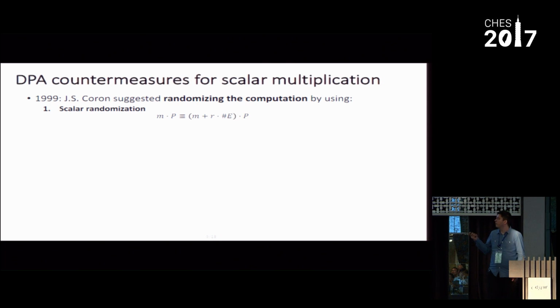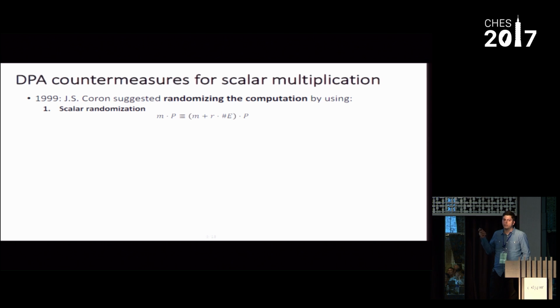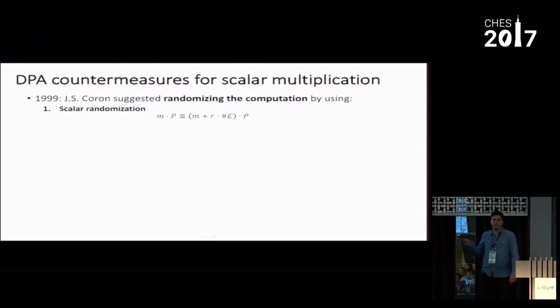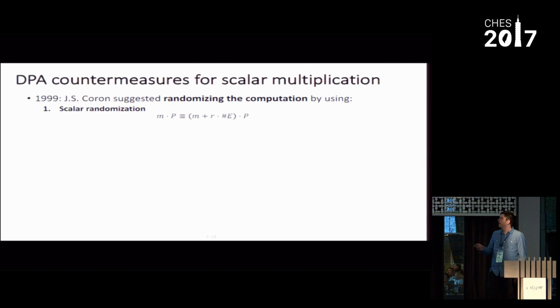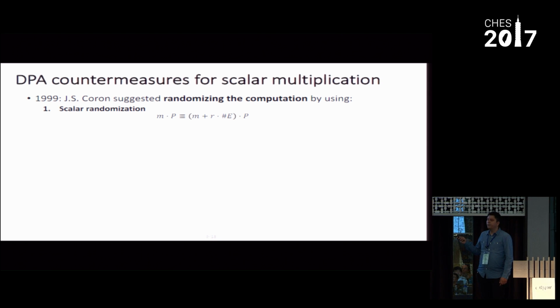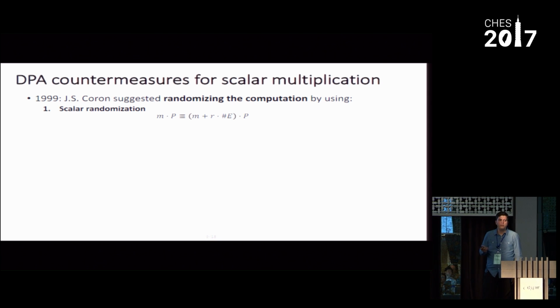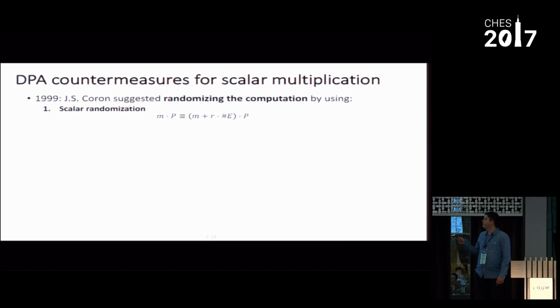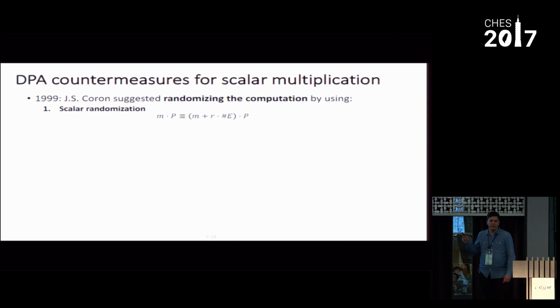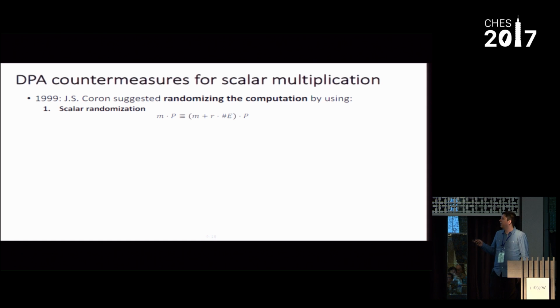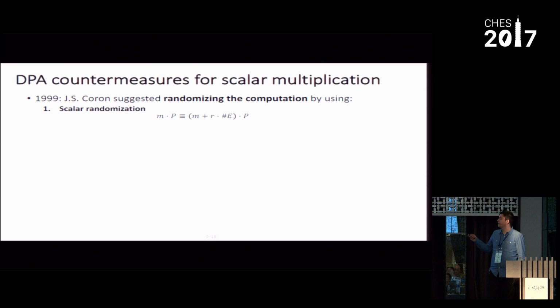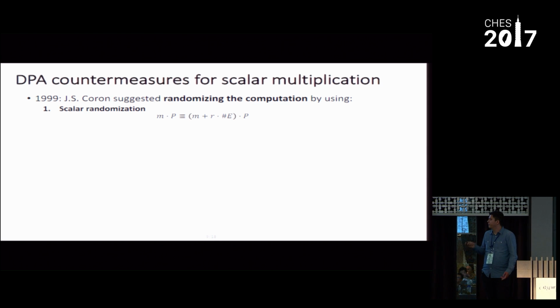Initially, Coron suggested 4 countermeasures for those kinds of more powerful attacks. The first one is scalar randomization, where instead of multiplying your point P by the scalar m, we mask the scalar with a random multiple of the curve order. This equality is always true because when you multiply P by the curve order, we always get 0, since the order of P divides the order of the curve.